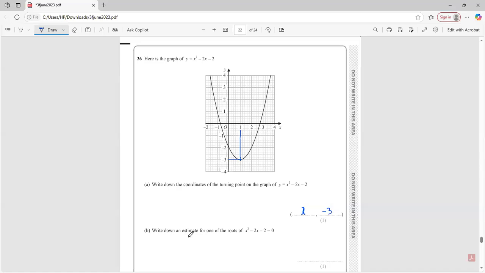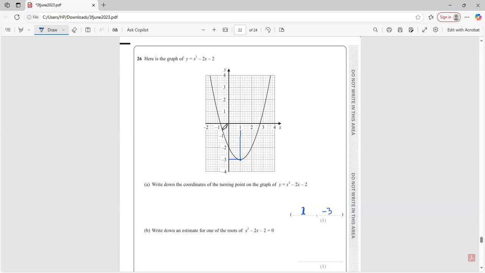Write down an estimate for one of the roots. They don't really need us to find two of them, but instead you should write down the estimate for one of them. If you tell them the one on the left hand side, you will still be correct. If you tell them the one on the right hand side, you will still be correct. So for our own exercise, I'll just do both of them. Now they said an estimate, and the reason why they're saying an estimate is because the graph interestingly cuts the squares in a quite odd position.